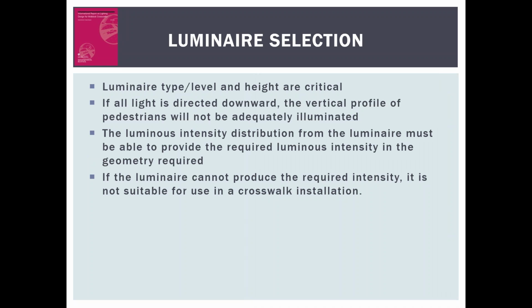With regards to luminaire selection and designing a crosswalk lighting system, selecting an appropriate luminaire and luminaire height is critical. And as I said earlier, most agencies are now trending to go to LED lights. Since the object of interest is vertical, the intensity distribution should have a horizontal component. If all the light from the luminaire is directed downward, the vertical profile of the pedestrian will not be adequately illuminated. The luminous intensity distribution from the luminaire must be able to provide the required luminous intensity in the geometry required. If the luminaire cannot produce the required intensity, it is not suitable for use at a crosswalk installation.